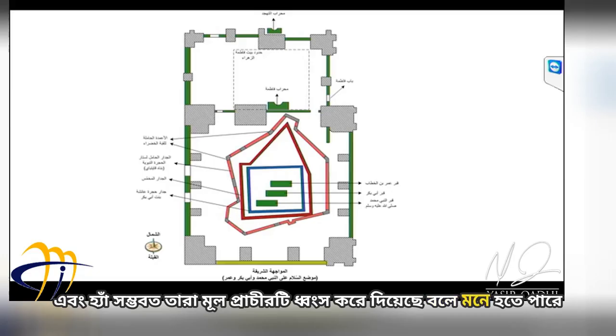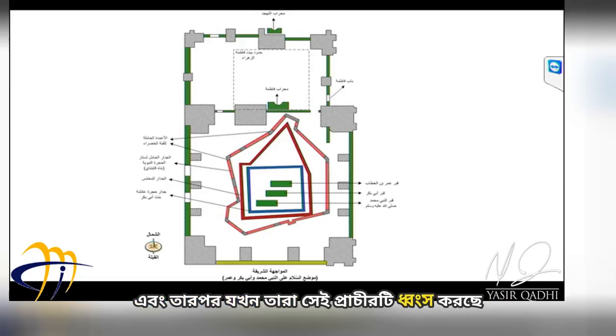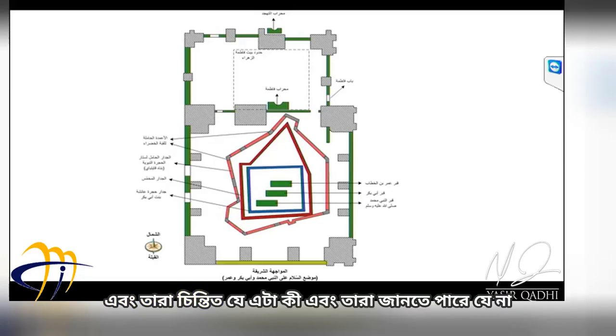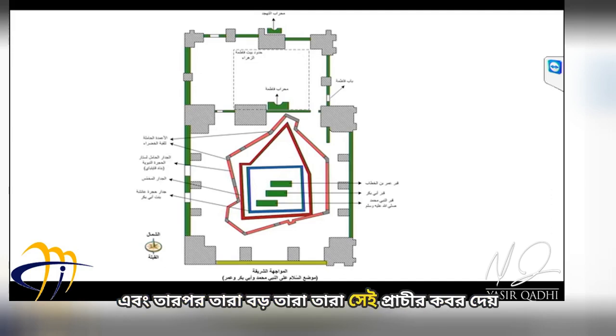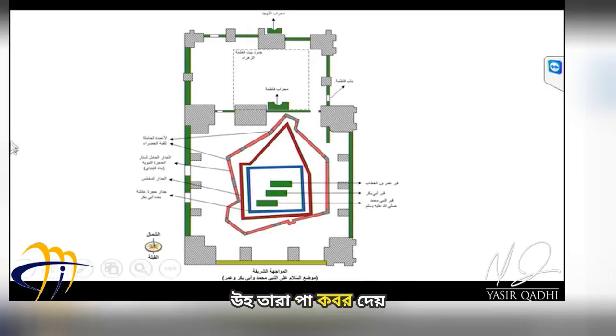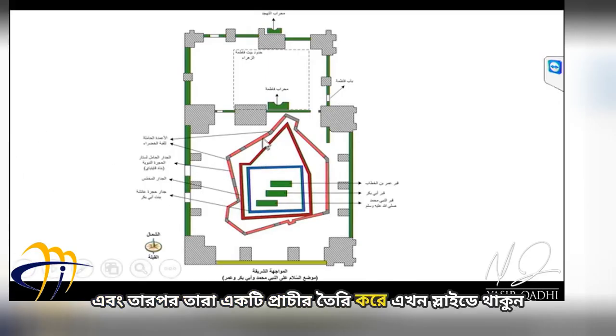It might seem to suggest that they destroyed the original wall, and then as they're destroying that wall, they see feet, and they're worried, what is this? And they find out, no, these are the feet of Umar, not the feet of the Prophet or Abu Bakr. And so they obviously bury it up, and then they bury that wall. They bury the feet, and then they build a wall. Now, stay on the slide.